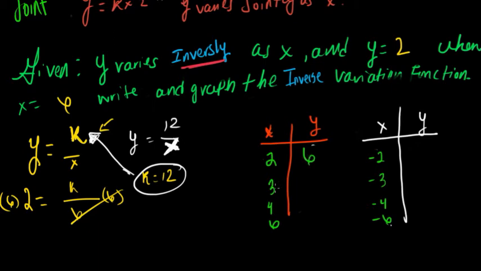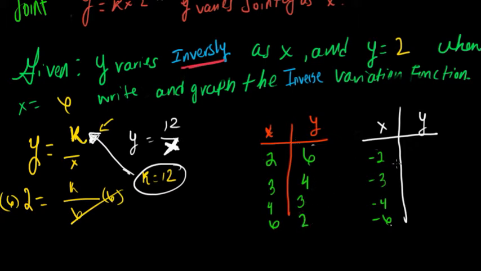Then when x is equal to 3, this will be y is equal to 12 divided by 3, which will give me 4. Then when x is equal to 4, this would be y is equal to 12 divided by 4, which will give me 3. Then when x is equal to 6, this will be y is equal to 12 divided by 6, which will be y is equal to 2.